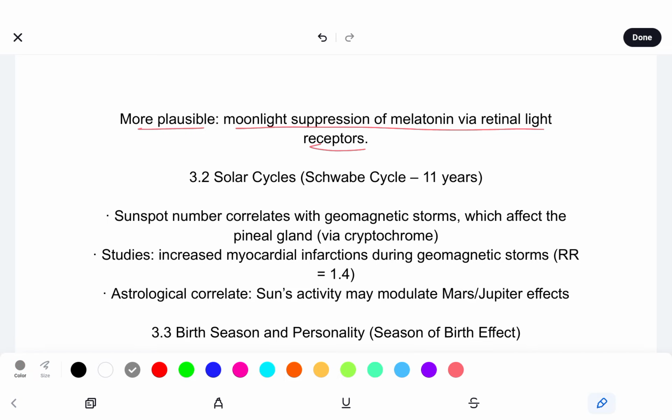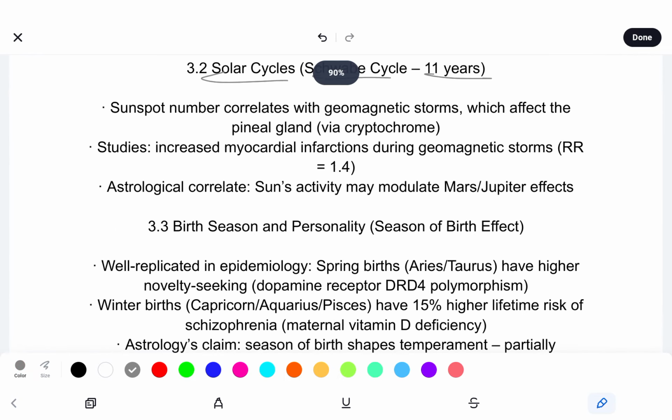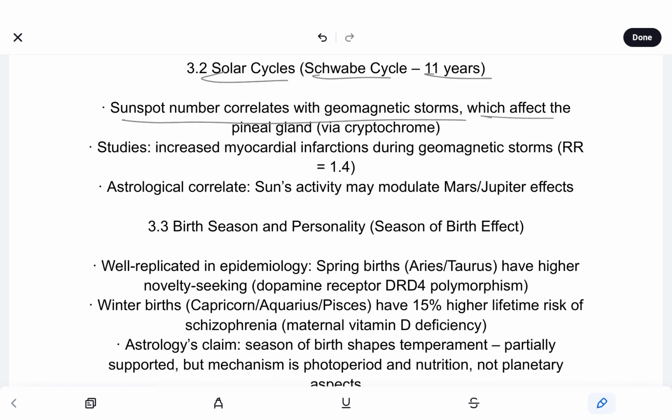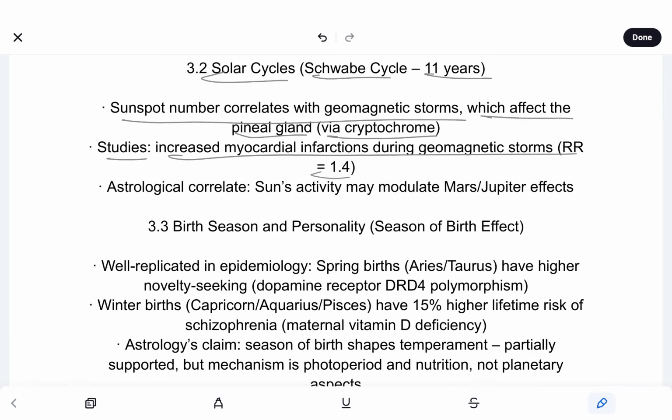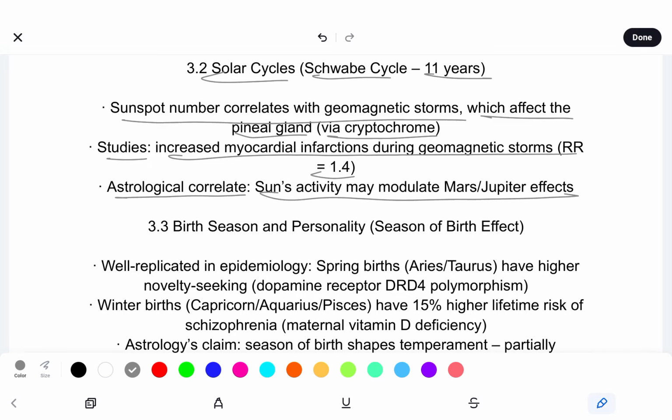We're also going to go over solar cycles, the Schwabe cycle, 11 years. So, sunspot number correlates with geomagnetic storms, which affect the pineal gland via cryptochrome. Studies show increased myocardial infarctions during geomagnetic storms, RR equals 1.4. In our astrological correlate, the sun's activity may modulate Mars-Jupiter effects.